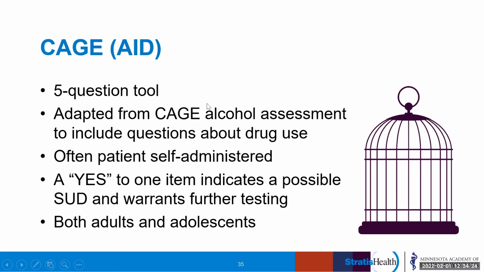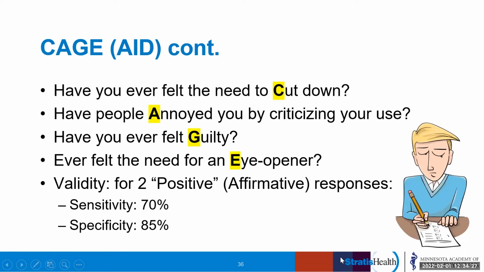So it's pretty simple. Have you ever felt the need to cut down? Are people annoyed? Have you felt guilty? And then the need for an eye opener. So the AID just basically takes the alcohol and turns it into drugs. So you have to just say, have you ever felt the need to cut down if you're drinking? Have you ever felt the need to cut down on using other substances? Two positives, pretty decent sensitivity and specificity, but any amount of yes anywhere in here should be a discussion. Might not be super, super high risk, but it's definitely a discussion, because if they're acknowledging any of these, it's definitely something you want to at least have that conversation with.